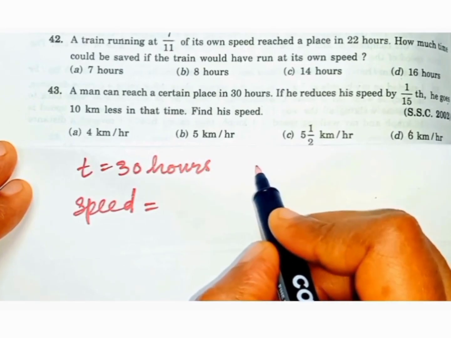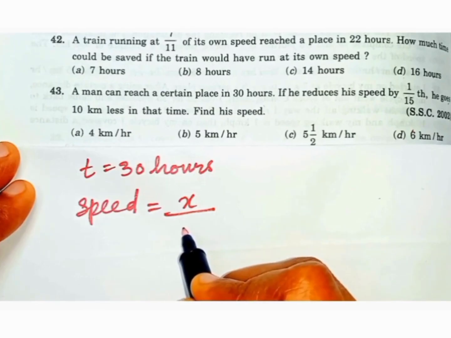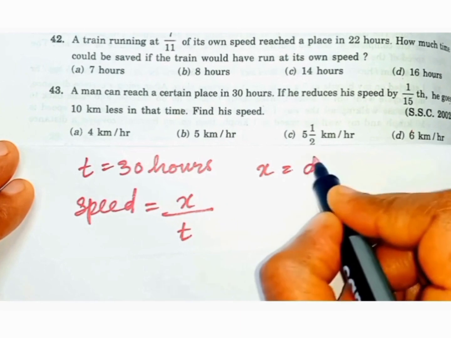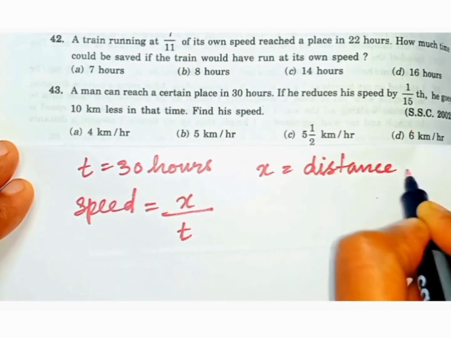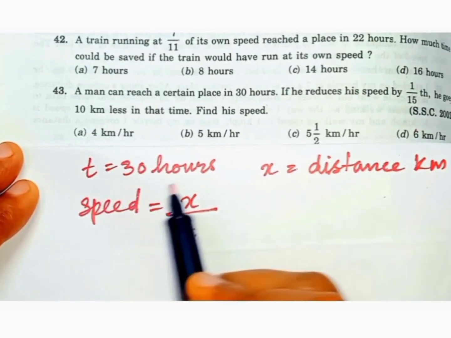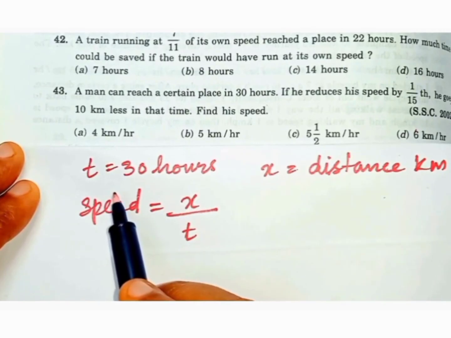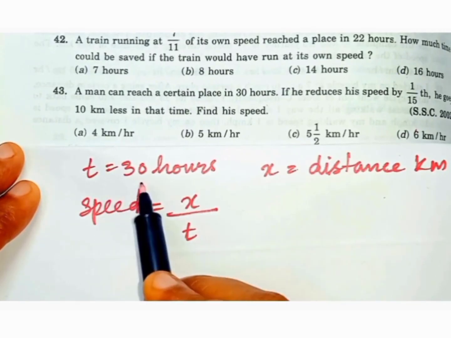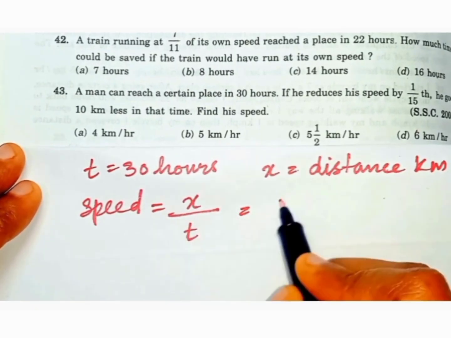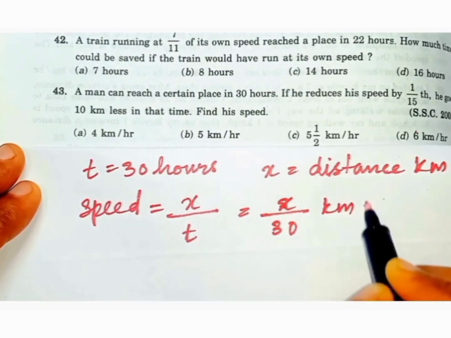So let speed be x by t, where x is distance covered in kilometers, distance covered for 30 hours time period. So for a distance x kilometer, this person could cover it within 30 hours. So his speed would be distance by time. So this would be x by 30 kilometer per hour.